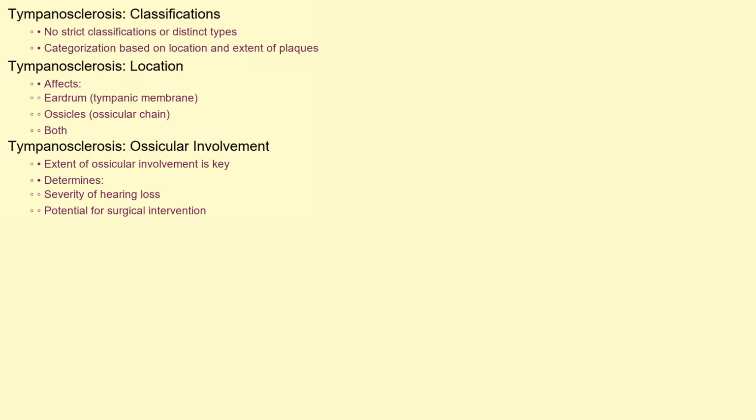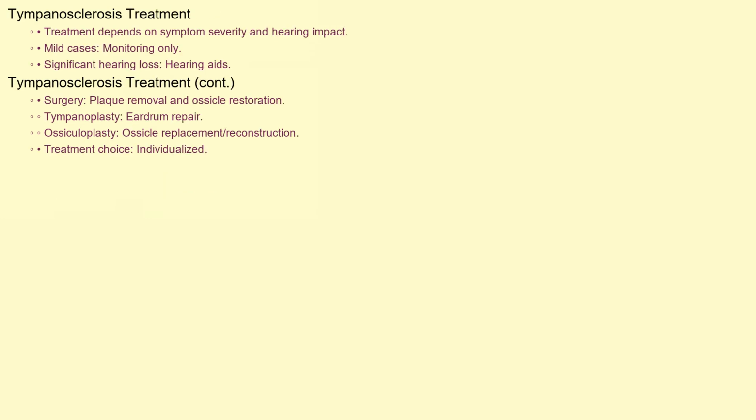In some cases, imaging studies, such as a CT scan, may be necessary to assess the extent of ossicular involvement. While there aren't strict classifications or distinct types of tympanosclerosis, it's often categorized based on the location and extent of the plaques. Tympanosclerosis can affect the eardrum's tympanic membrane alone, the ossicles' ossicular chain, or both. The extent of ossicular involvement is a key factor in determining the severity of hearing loss and the potential for surgical intervention.